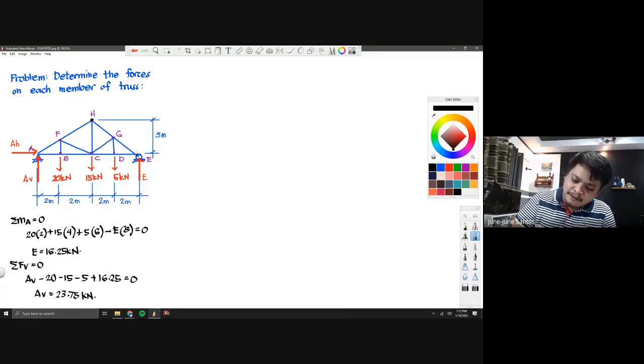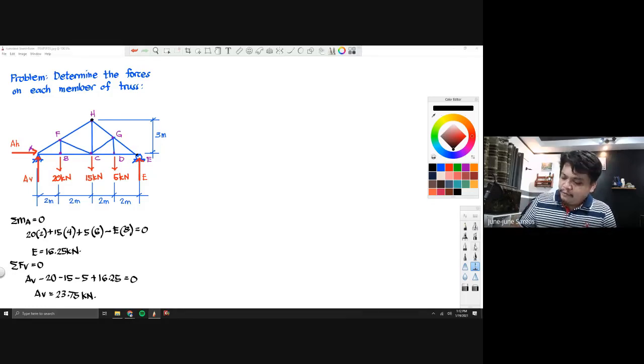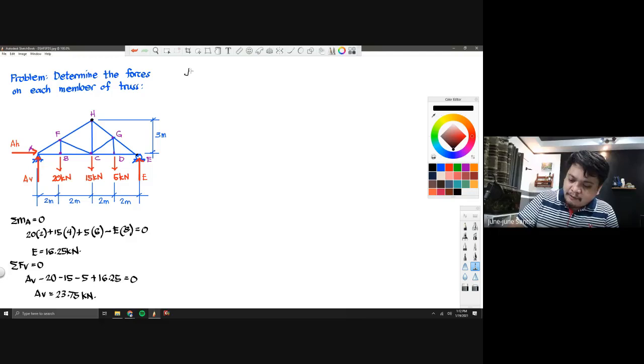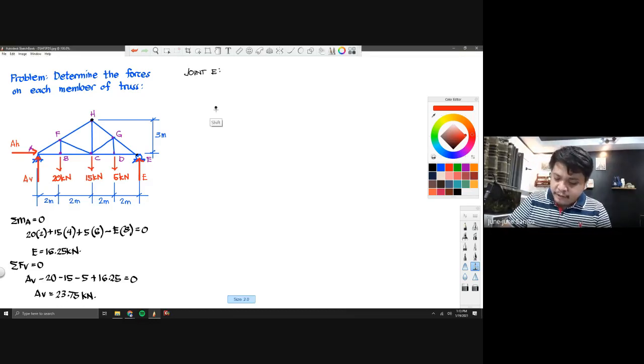How about at E? 1 and then 2. Kasi meron na akong reaction at E. Okay? So, joint E ako. So, joint E. Hahanap ka, no? So, ito yung joint E ko. Meron ako dong reaction. So, yung reaction ko doon is my RE. So, that is around 16.25.